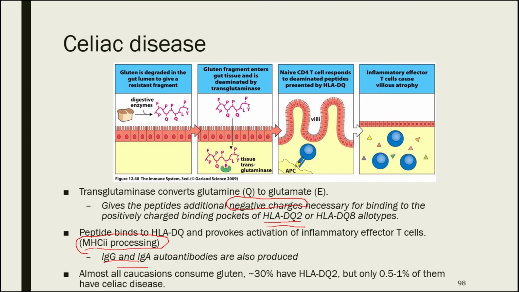Statistically, about a third of the Caucasian population has this type of HLA protein that can interact with and present the gluten molecule. But only very few of that particular group of people develop celiac disease. So it's not a definite answer, but the gene does play a role.